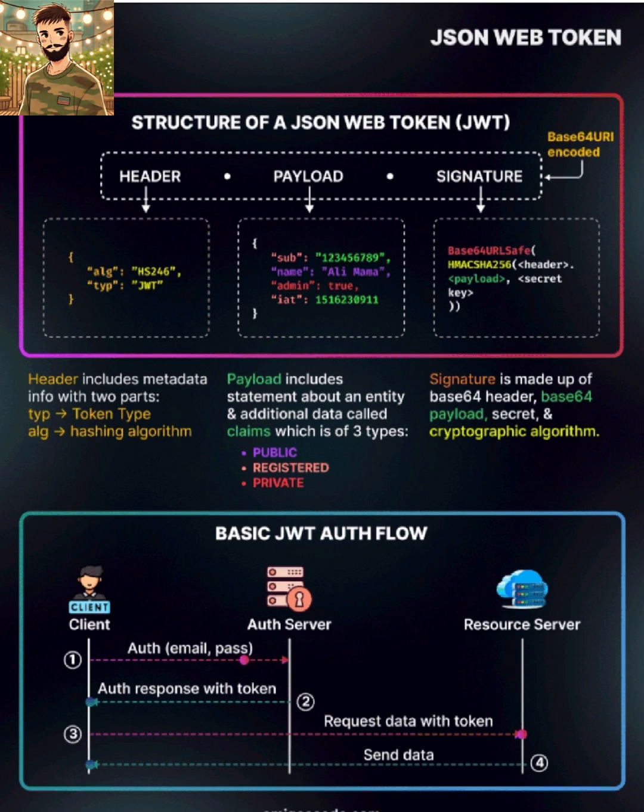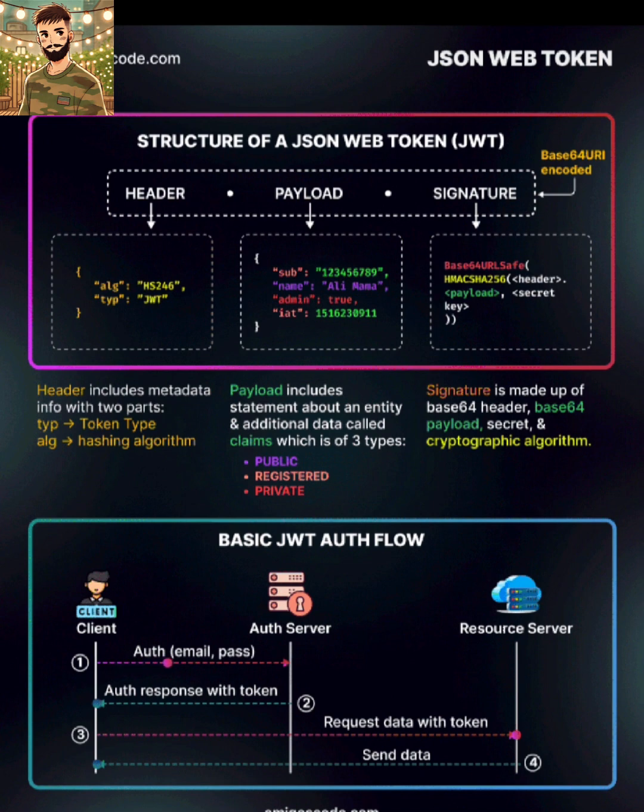JWTs, as digital passports. Imagine you're at a digital border crossing. You need a passport that proves who you are and what you're allowed to do. That's essentially what a JWT is, a secure digital passport that carries your identity and permissions across the internet. The anatomy of a digital passport. Let's break down the JWT structure in a more relatable way.